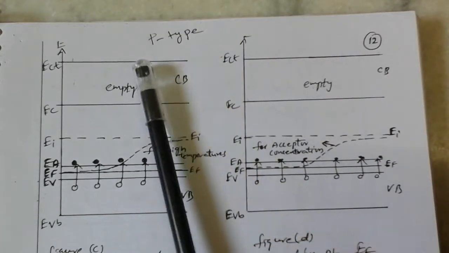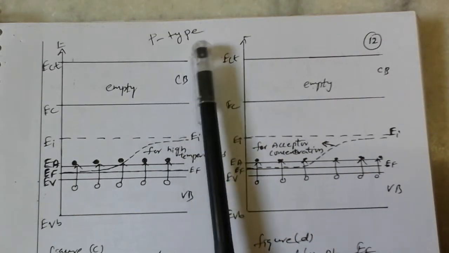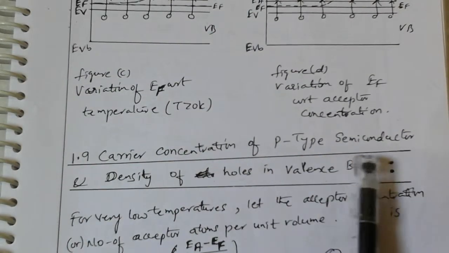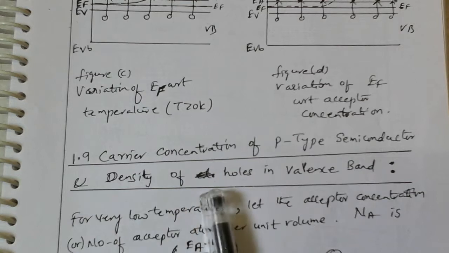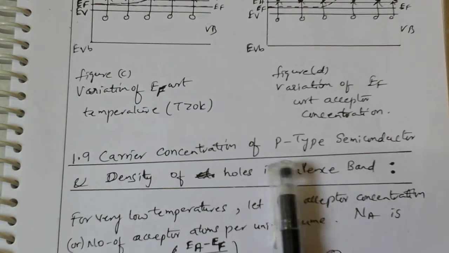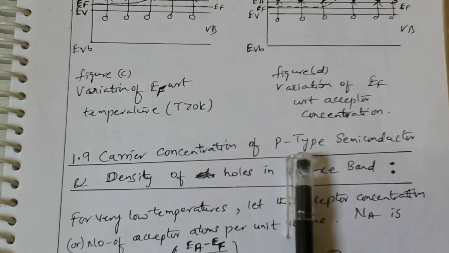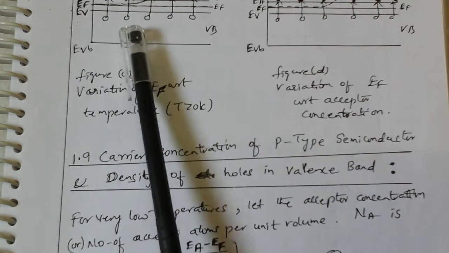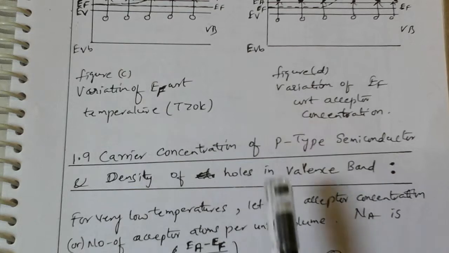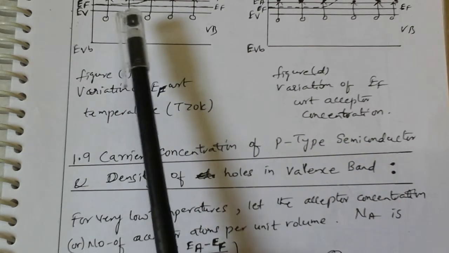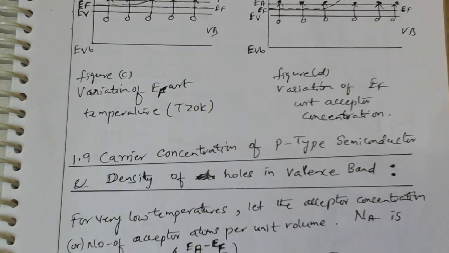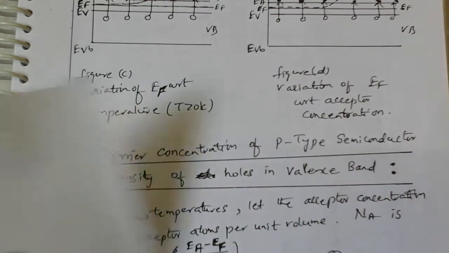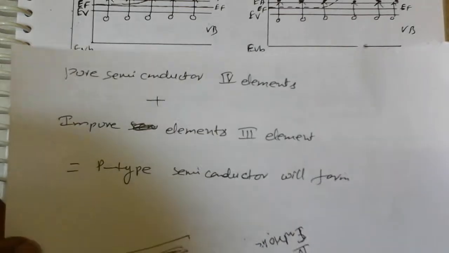Now we are discussing the carrier concentration of a p-type semiconductor, that is, the density of holes in the valency band. The p-type semiconductor has holes in the valency band as its majority carriers. How this p-type semiconductor forms, we can see here in the picture.